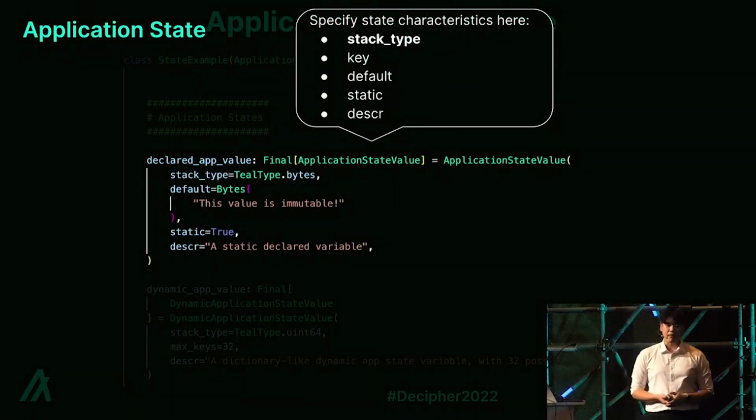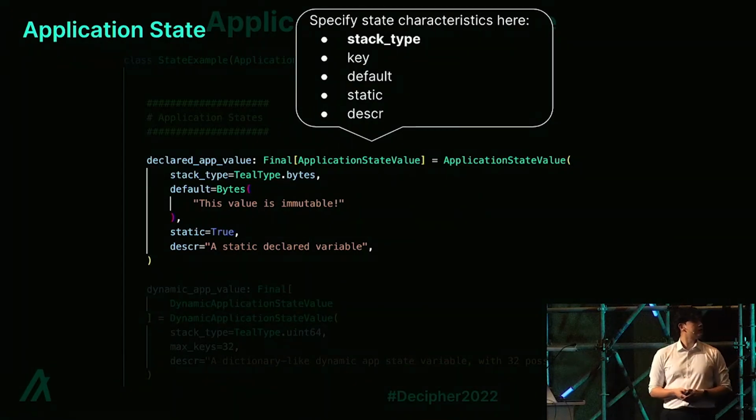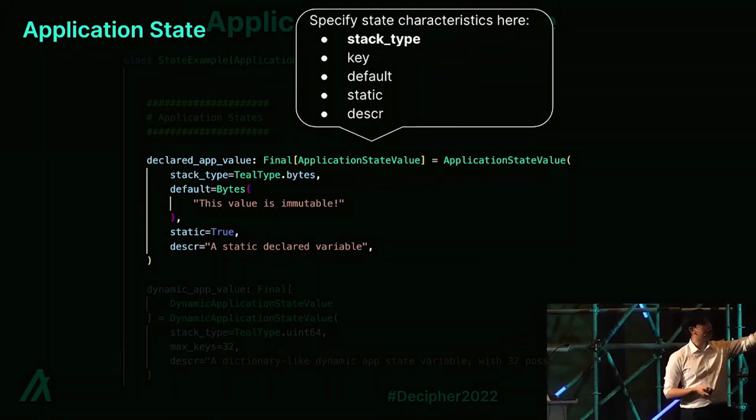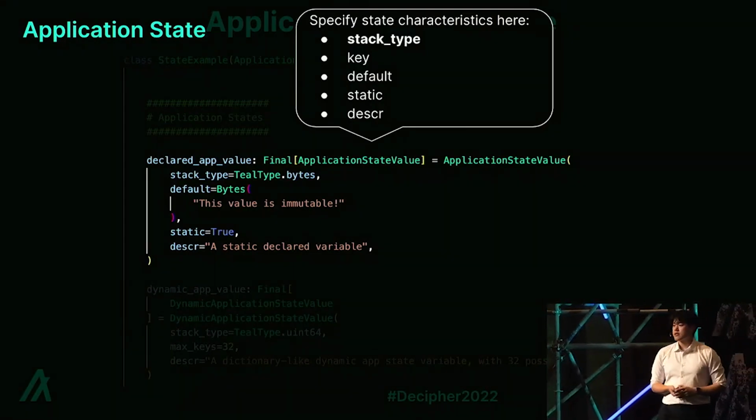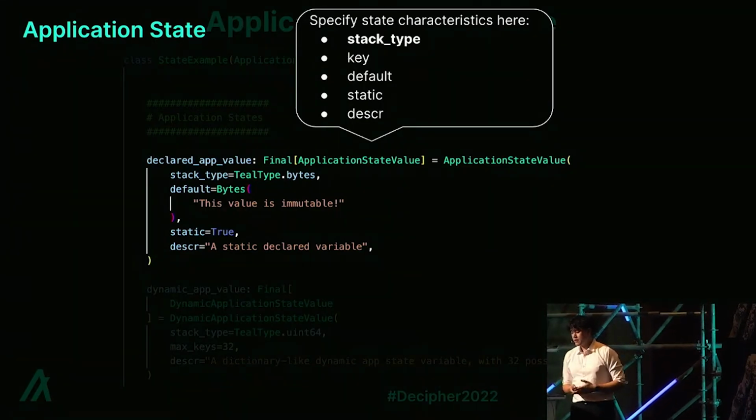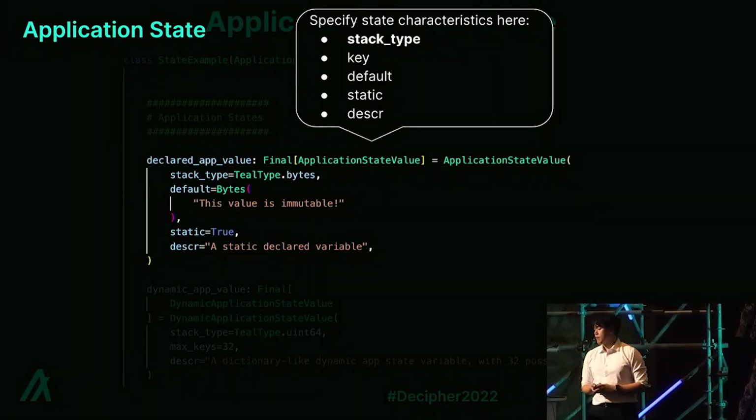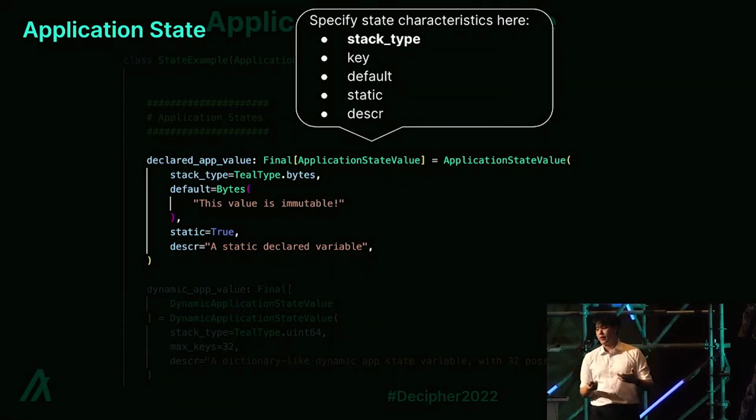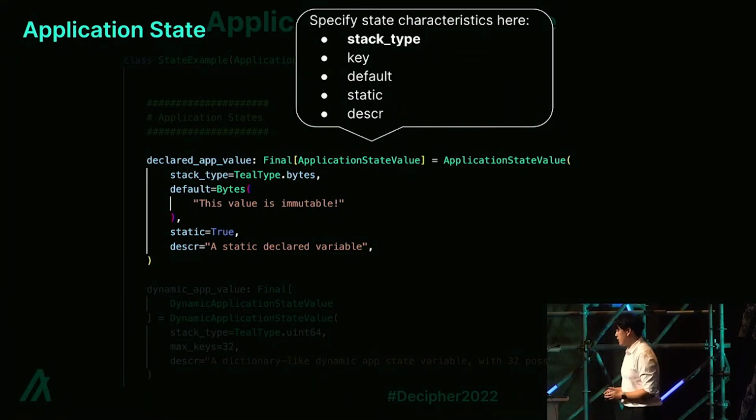All right, let's talk about application state. This is how you set up an application state inside of a Beaker contract. You use the ApplicationStateValue up there. It has 5 characteristics that you can set up. If you take a look at the code, we see that the stack type is set equal to TealType.bytes. That means this state has a byte value. Default is set equal to an immutable value in bytes.